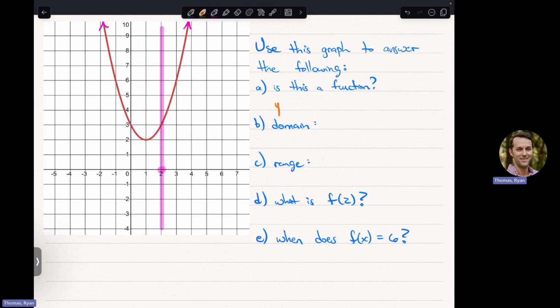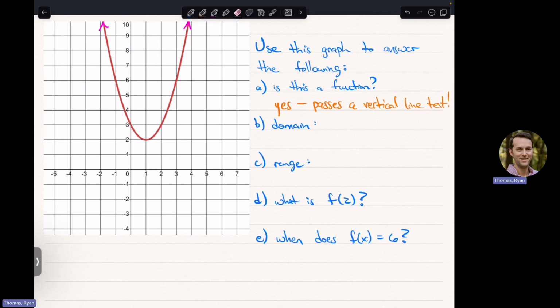So is this a function? Yes. It passes the vertical line test. That tells me that it is a function.